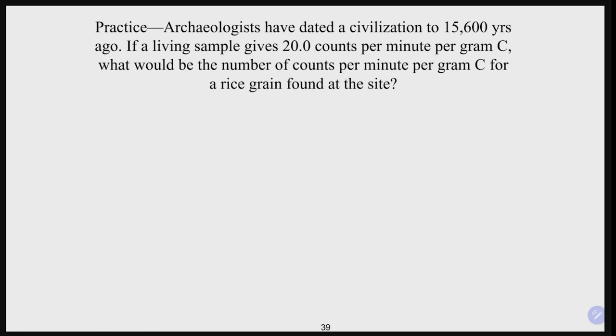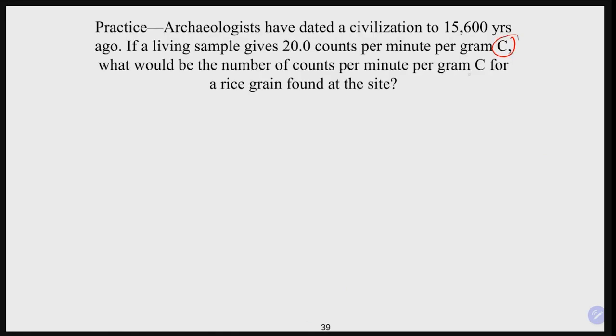So we have dated the civilization to 15,600 years ago. If a living sample gives 20 counts per minute per gram of carbon, again, that's another unit of radioactive decay, what would be the number of counts per minute per gram of carbon of a rice that was found on the site here? So again, since it is carbon, we're going to use the same half-life as we used in the previous problem, which again is our 5730. So we're looking for how many counts per minute per gram of carbon this really old piece of rice will give. Okay, let's take a look.